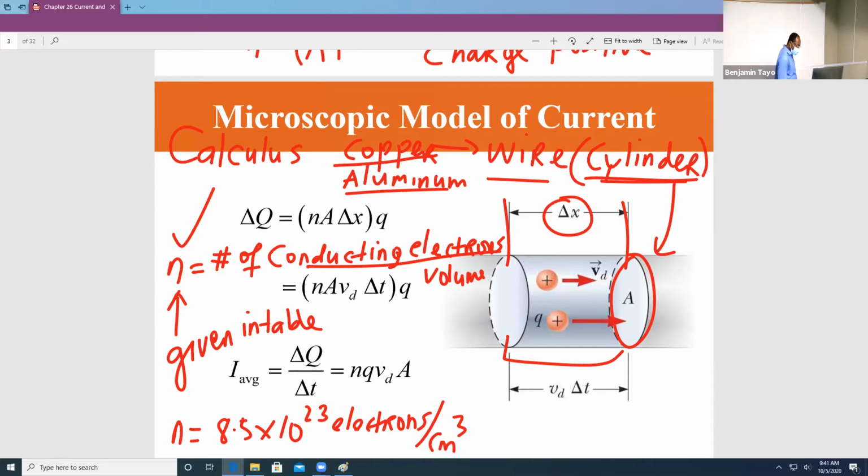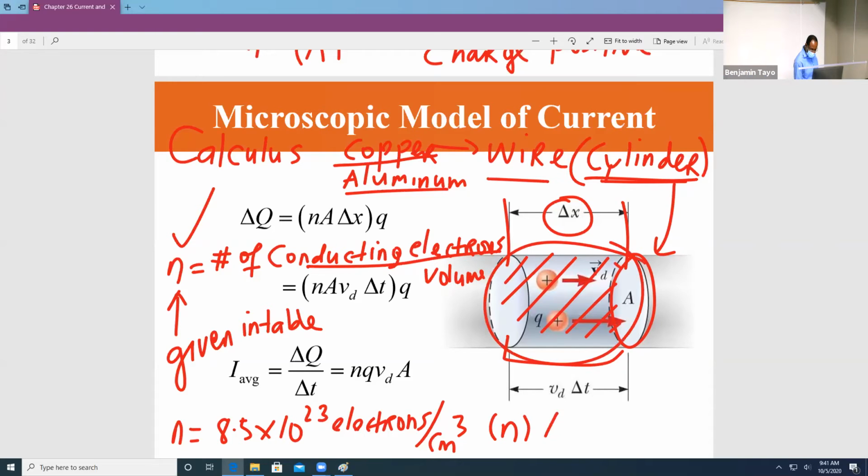Now, what I need to do is approximate how many electrons I have in this small volume here. The way you can do that is, if you know N, which is the number of electrons per unit volume, you just need to multiply that by the volume of this cylinder here. And the volume of this cylinder is the area times the length, times delta x.